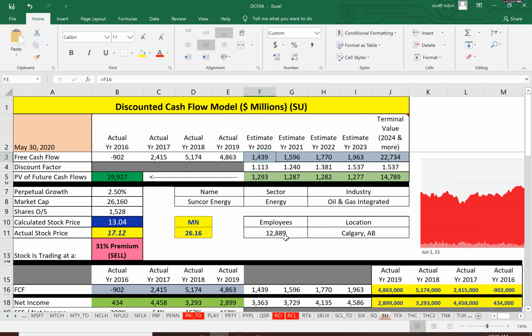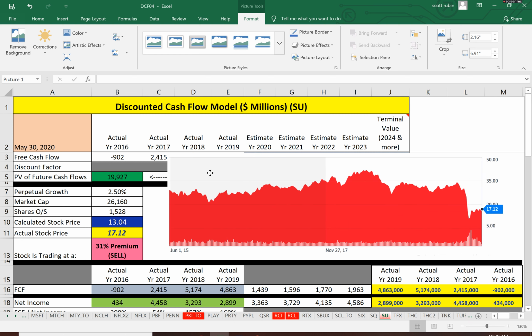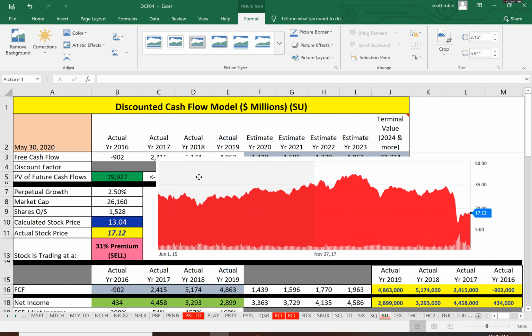So we calculated the next 4 years of free cash flows based off of prior financial information. And we did a terminal value, which is all future years after year 4. And then we discount those numbers back to today. And the value of the company is $20 billion. And when you divide that by 1.5 billion shares, we calculate the stock price at $13, and it's trading at $17. So it's trading at a 31% premium. So we consider this a sell.